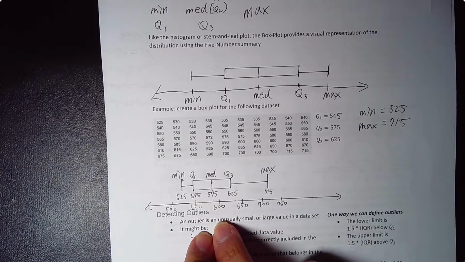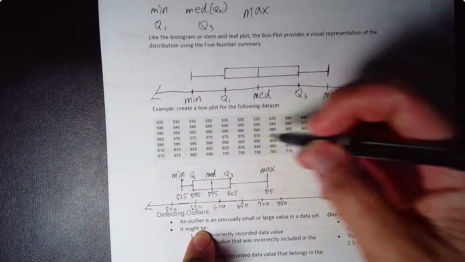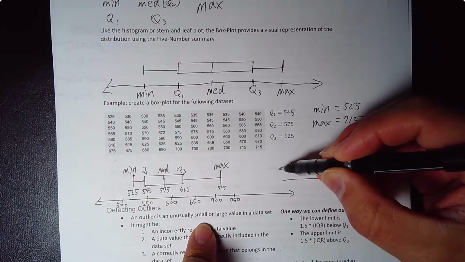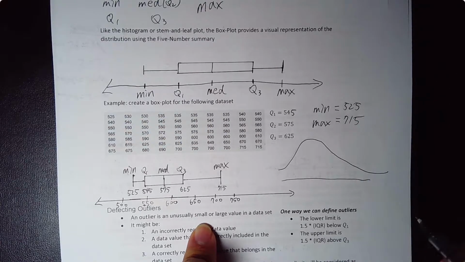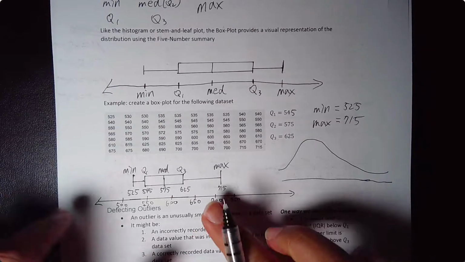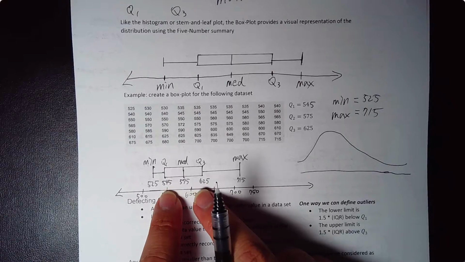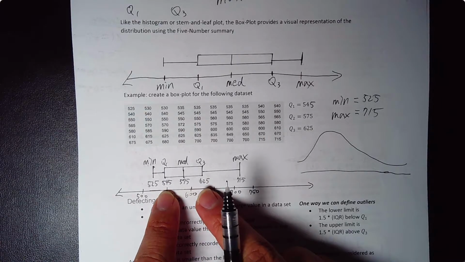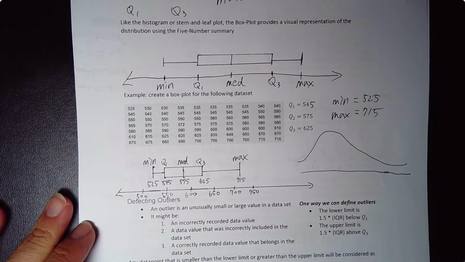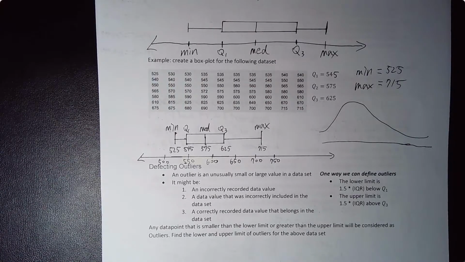I can see that this distribution is skewed right, because the median is here and the max is all the way here. If I had the histogram, which I don't, it would probably look something like this, with the tail going to the right. So I get a sense of the distribution, and I also know that the middle 50% is between 545 and 625. So this is a really quick figure that allows you to summarize a lot of data.